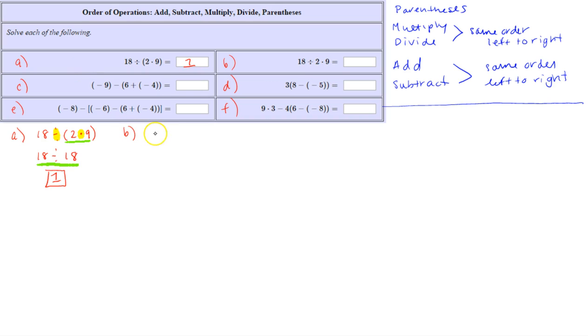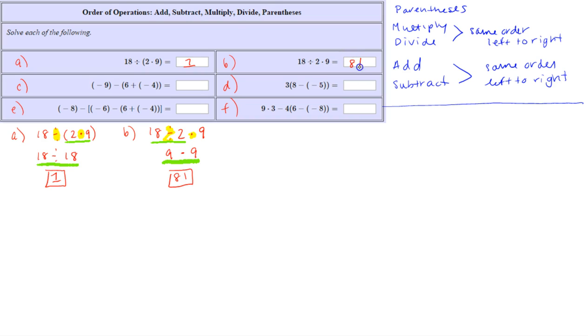Let's look at letter B. 18 divided by 2 times 9. So notice this problem is almost identical to the previous one, except the multiplication is not in parentheses. So we still have two operations, division and multiplication, but in this case, since there's no parentheses, we do these from left to right, so the division comes first. So first we will divide 18 by 2, which is 9. Then we'll write down the rest of the problem, and then 9 times 9 is 81.